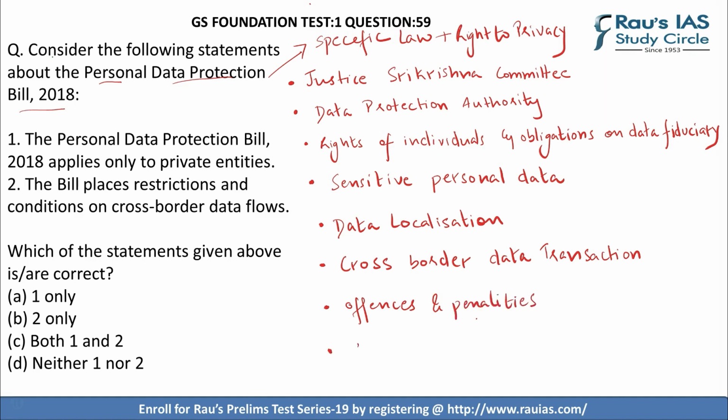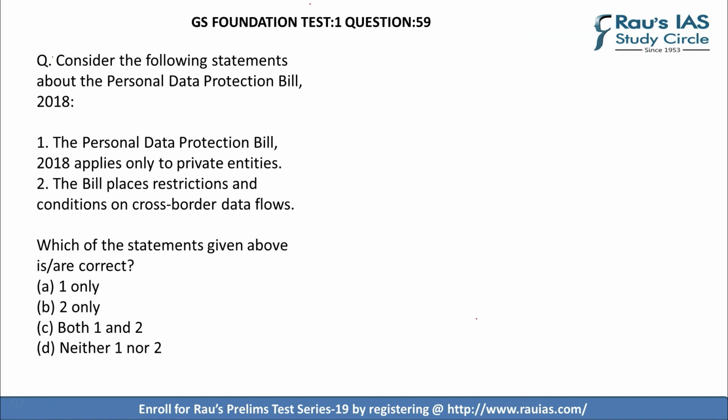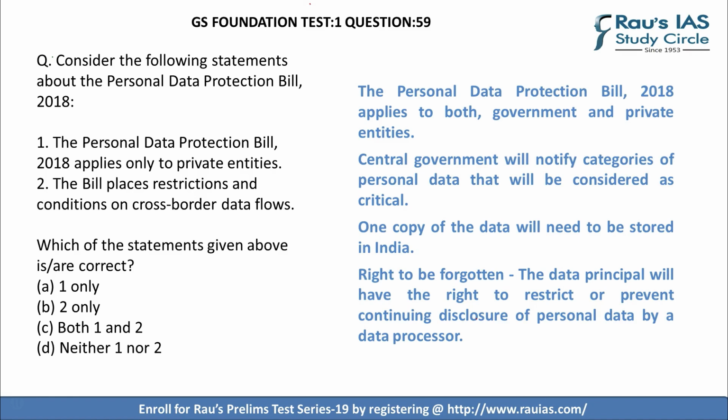The bill is applicable to the state entities, corporate entities, as well as Indian citizens. The first statement of the question reads, the Personal Data Protection Bill 2018 applies only to private entities. This is wrong. It also applies to government entities. Second, the bill places restrictions and conditions on cross-border data flows, which is correct. Hence, the correct answer to this question is B, 2 only. Please refer to the explanation for more information on the bill.